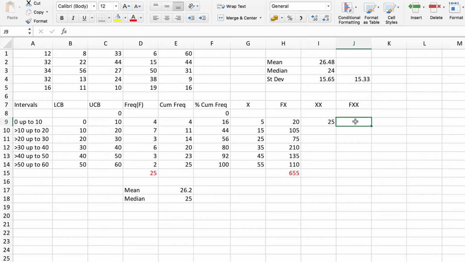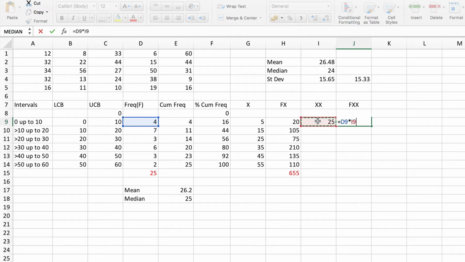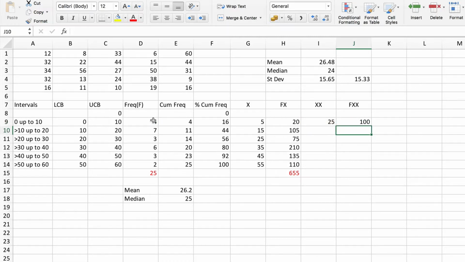So let me put the formula in for the first fx squared. So it's equals f, frequency, times x squared. Enter that, we get 100 of course, 4 times 25, always a good idea to check that you're getting the answer you expect. Now if I highlight both of those and drag down on the little fill box, it will copy both formulas at the same time. And since, of course, both formulas needed to be left as relative cell references, that's exactly what I want.